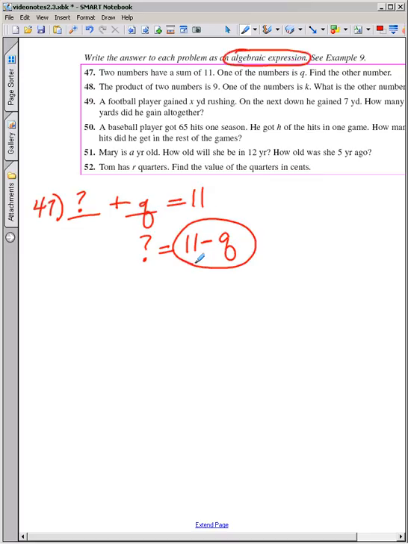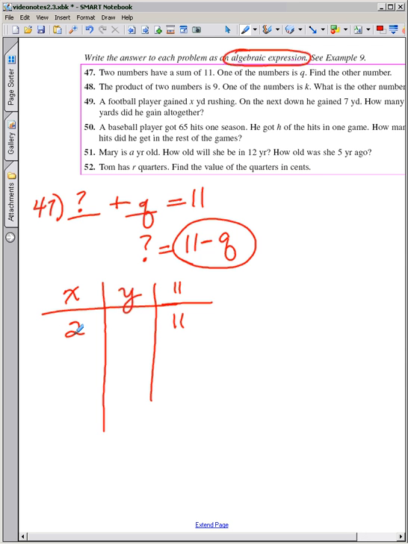Here's another way to think about it. Think about some numbers. We know that their sum is 11. I'm just going to write them as x and y. Like, for instance, if one number is 2, and the other number has to be a number that adds up to 11, what has to it be? It has to be 9, right? Because 2 plus 9 is 11. What if one is 5? What is the other number? Well, it is 6, right? Because 5 plus 6 is 11.